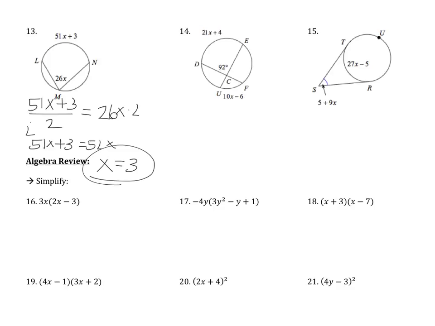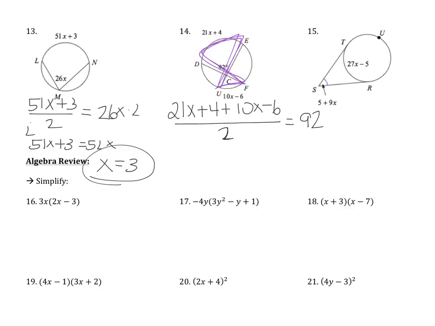Look at the next one. What kind of angle are you given? You're given an interior angle, so I have to make my bow tie. So, one arc plus the other arc all over 2 equals the angle.